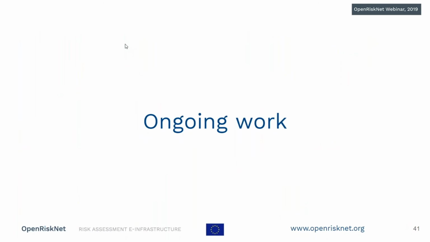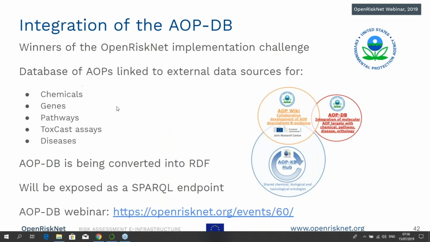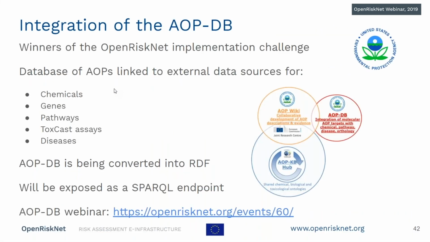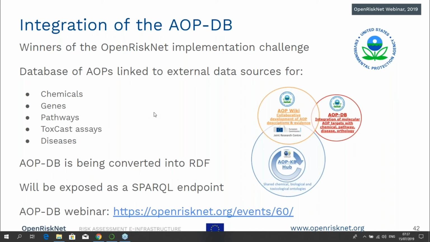So of course the project is close to finishing this November, but there is some ongoing work related to AOPLink. One section is the integration of the AOP database. The AOP database is different from the AOP-Wiki. It is a tool developed by the US EPA, and they were winners in the first OpenRiskNet implementation challenge, which basically means that we will integrate their tool in the OpenRiskNet infrastructure.